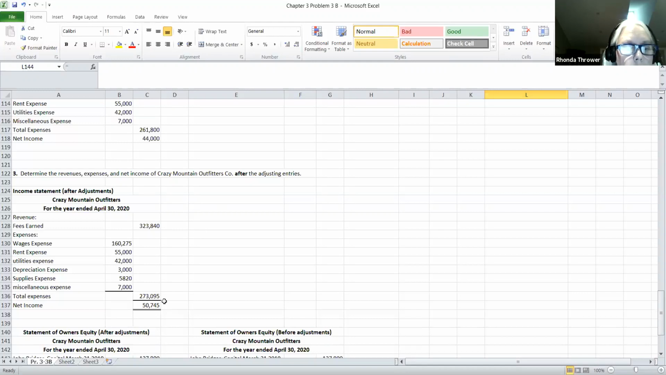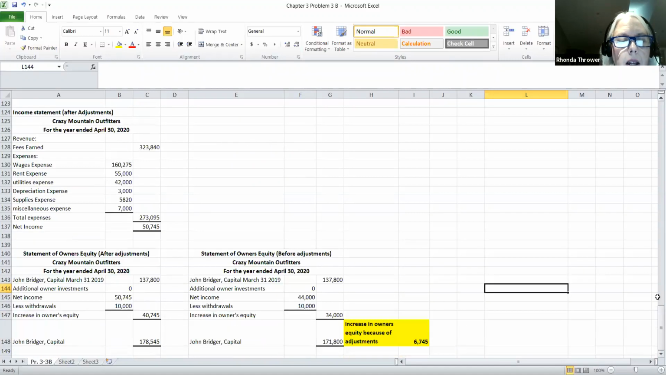So the net income after the adjusting entries for part 3 is $50,745. The total revenue is this. The total expenses are this. The expenses subtracted from the revenue leaves you with net income of $50,745. From chapter 1, you learned how to prepare an income statement. Remember, the amount of the net income will add to your owner's equity.